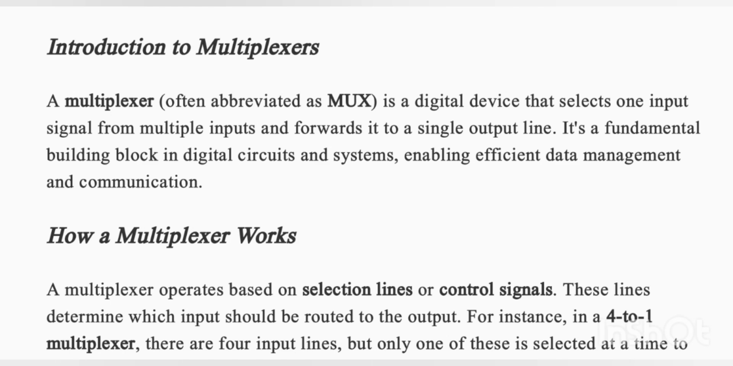Introduction to multiplexers. A multiplexer, often abbreviated as MUX, is a digital device that selects one input signal from multiple inputs and forwards it to a single output line. It's a fundamental building block in digital circuits and systems, enabling efficient data management and communication.